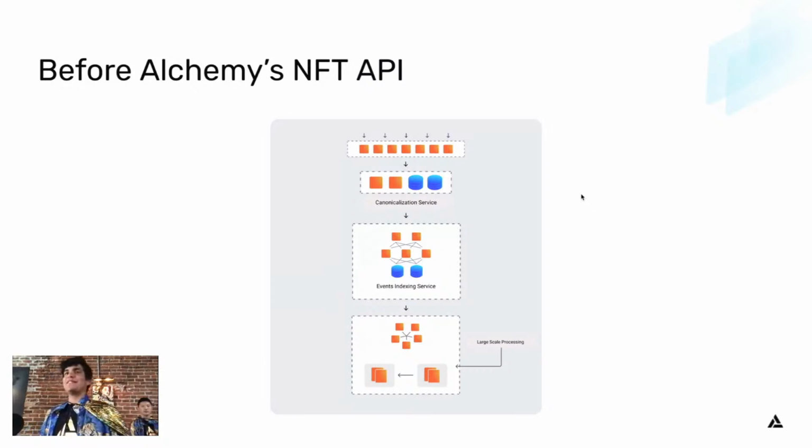Sweet. So I won't go into too much detail here, but before Alchemy's NFT API, there were a lot of things you had to do as a developer to access NFT information. This diagram, I'll keep it high level, but if you're not familiar with the way the blockchain works, there are blocks that come block by block. They contain transactions, and those transactions contain interactions with smart contracts. And those smart contracts can sometimes be NFTs. So you would have to go block by block and look at these contracts and see, oh, was it an NFT? And if it was an NFT, you'd probably have to index it in some sort of database. You'd have to have some canonicalization service to make sure you are safe against reorganizations.